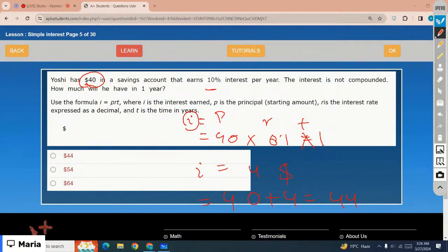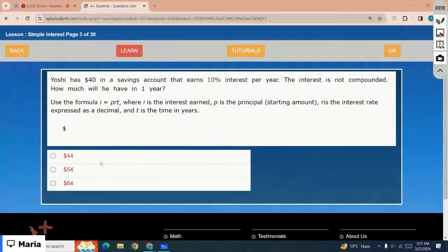If you still have any question, you can ask. You have to use the formula I equals PRT. The formula gives you simply the interest on the saving amount, right? If you want to see how much money he has in his account next year, you have to add the principal amount plus the interest, so that you have $44 in your account. Got it? Okay, let's do one more.